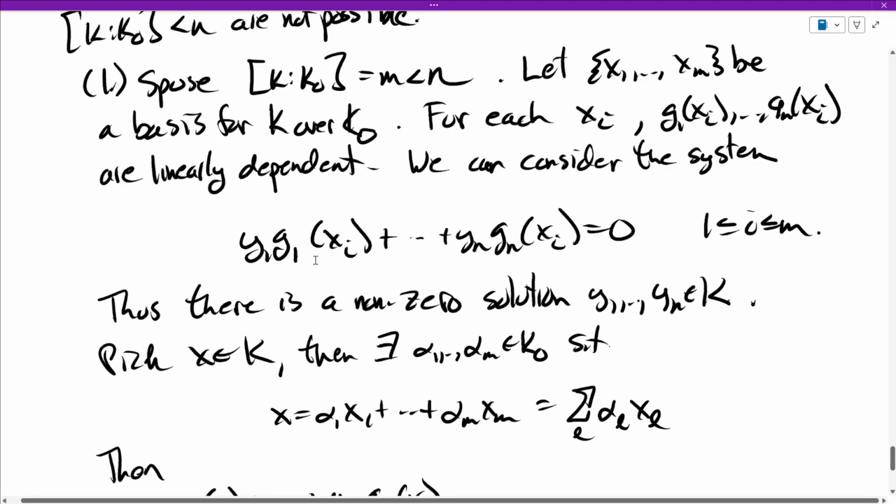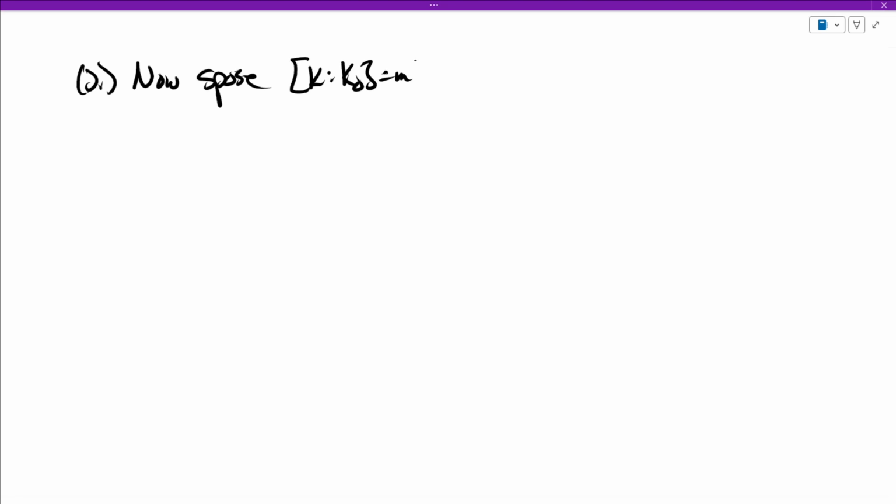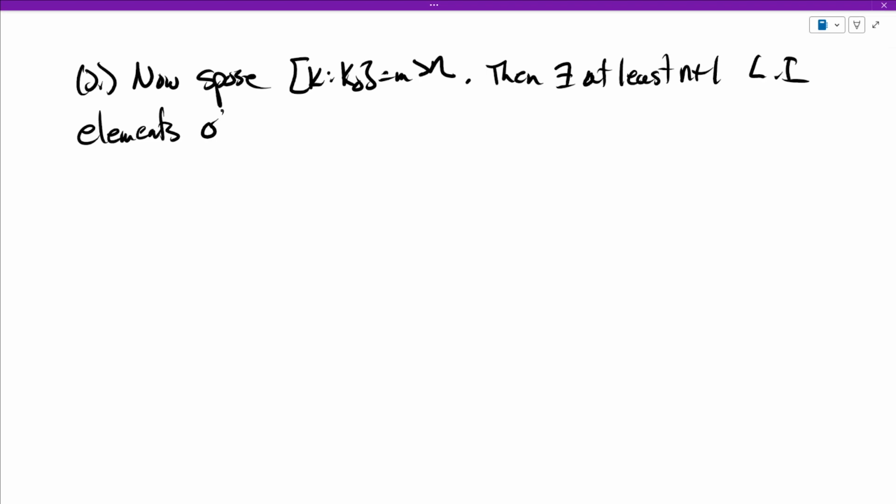All right. So now for the second case, we're going to suppose the degree of k over k naught is m, but that's bigger than n. So what does that mean? Since it's bigger than n, there exist at least n plus 1 linearly independent elements of k over k naught. The size of a basis is at least n plus 1 if the degree is bigger than n. We don't need everything in the basis, we just need n plus 1 of them. Let's say that these elements are x1 through xn plus 1.